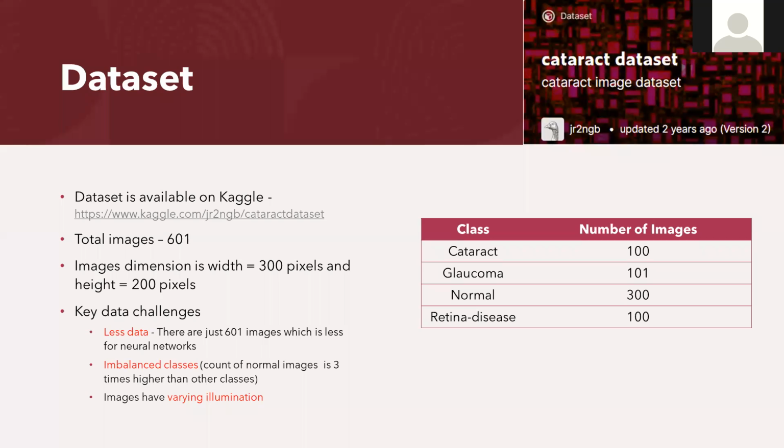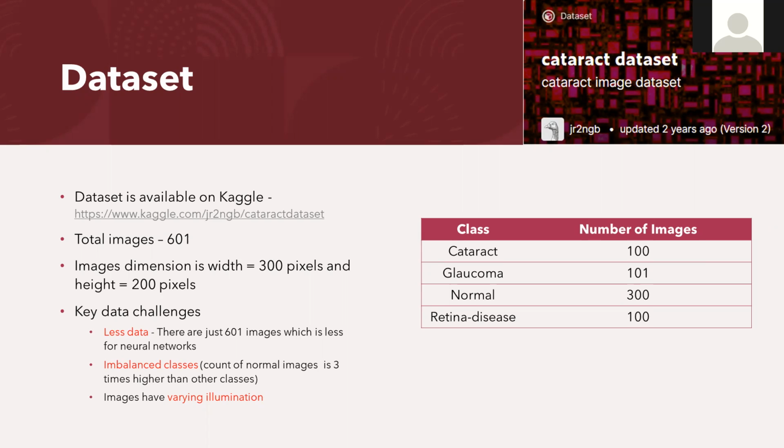The data set used in this problem is available on Kaggle. There are total 601 images in the data set. Images of the original data set have a width of 300 pixels and height of 200 pixels. The images per each class are as shown in the table.